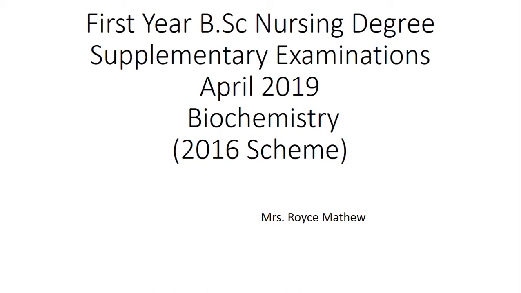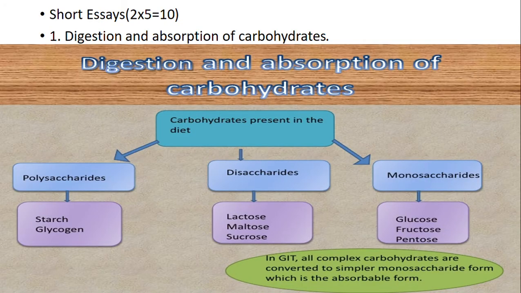So today we will see the solved question paper of the supplementary examination of April 2019, biochemistry, both 2010 and 2016 split. The first one is digestion and absorption of carbohydrate. The carbohydrates present in the diet are polysaccharides, disaccharides and monosaccharides. Polysaccharides are starch and glycogen, disaccharides are lactose, maltose and sucrose, and monosaccharides are glucose, fructose and pentose. In the GIT, all complex carbohydrates are converted to simpler monosaccharides, which are the absorbable form.